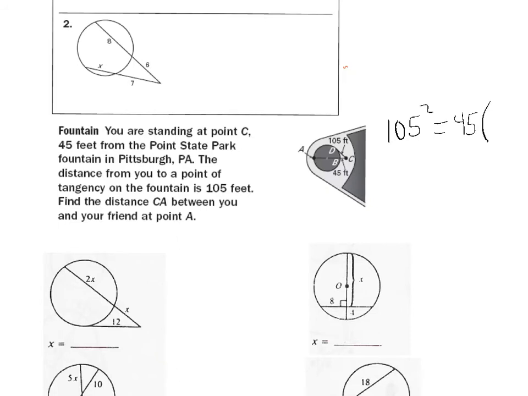And the whole is the thing we're looking for, so it's CA, so we're going to call that x. So now we just have to square 105 and divide by 45, and that gives us 245 feet. The only difficult thing about this problem is recognizing that the distance from us to our friend is the whole distance from C to A, and that's really it. Other than that, not so bad.